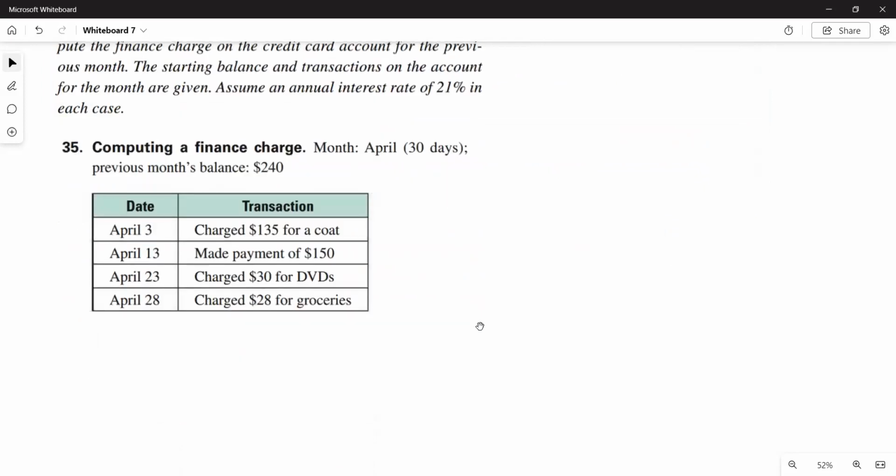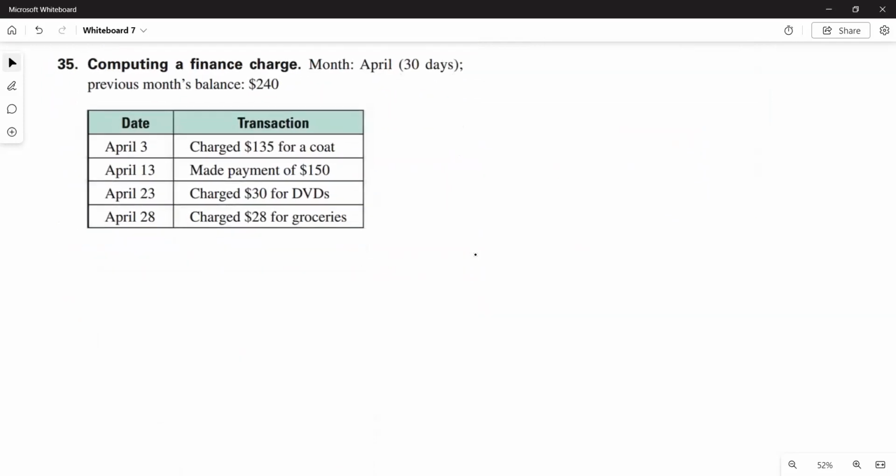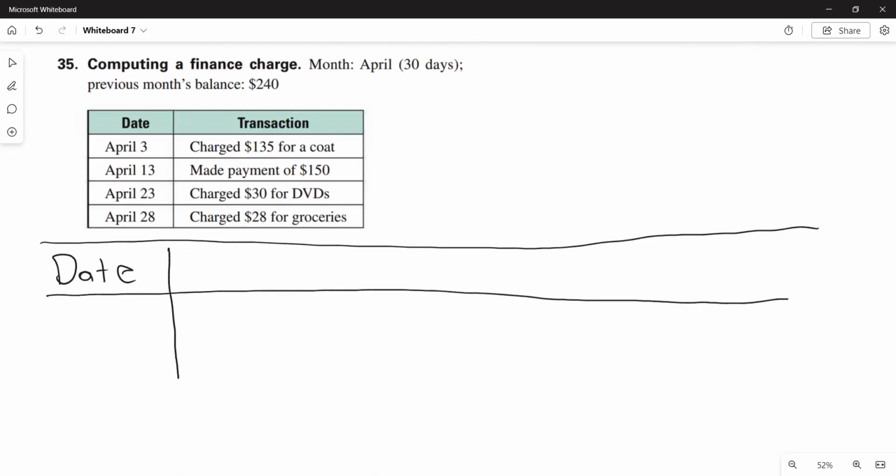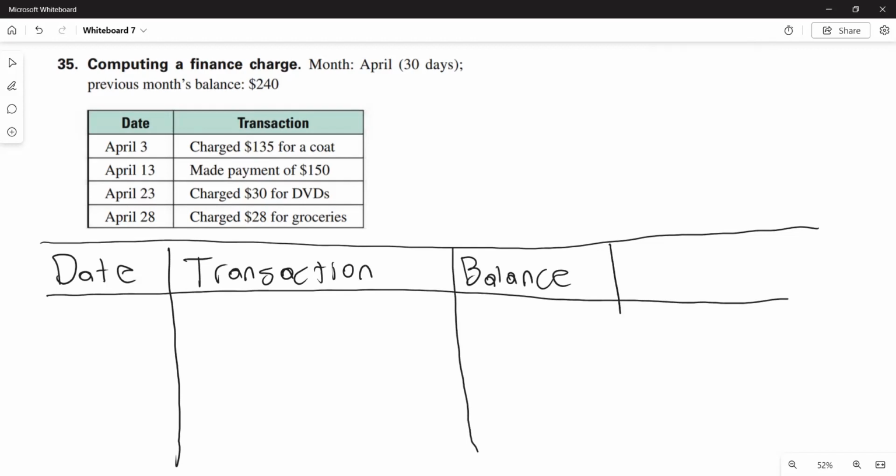So I'm going to make a new table with the date, the transaction, the balance after the transaction, and the number of days with that balance. The number of days, multiplied by that balance.